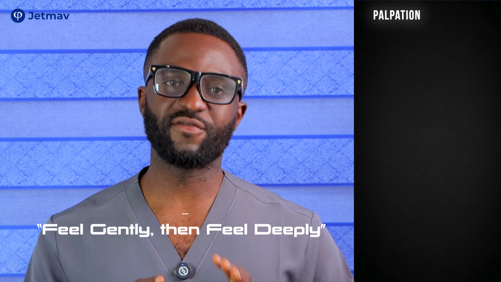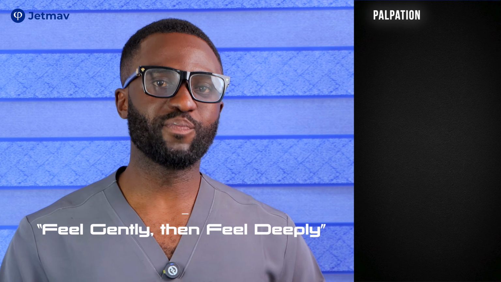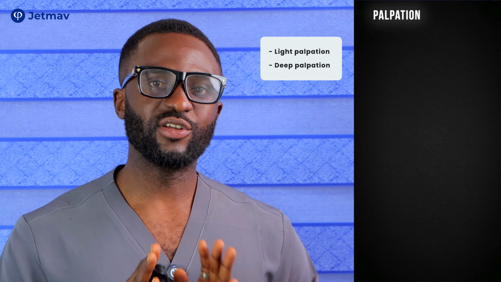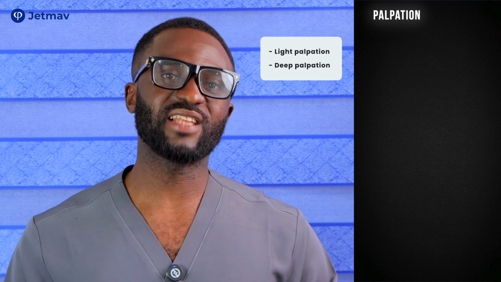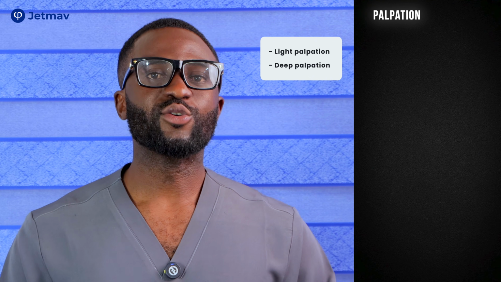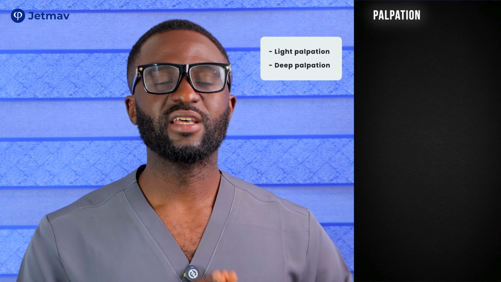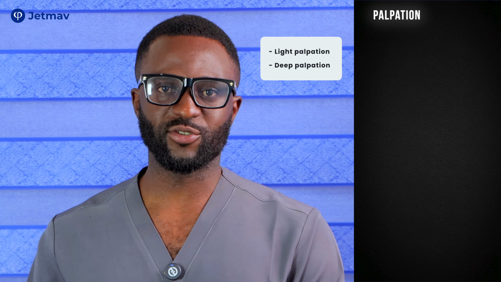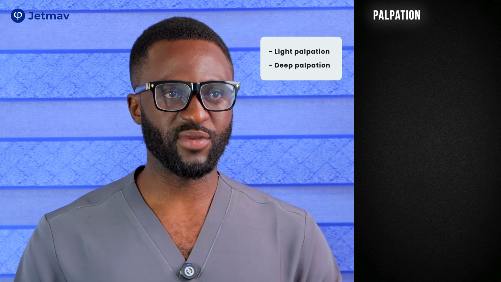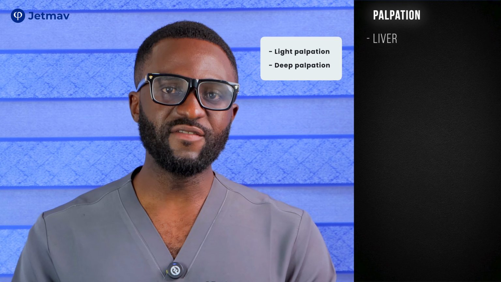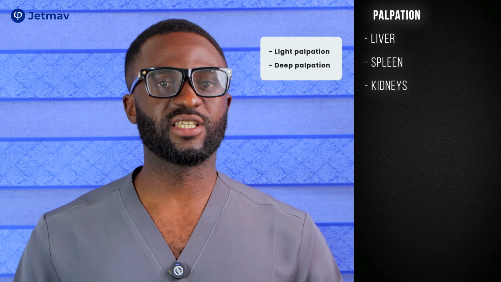So the next aspect of the examination is palpation. You feel gently, then you feel deeply. So we have two parts: the light palpation and the deep palpation. This palpation is done over the 9 regions of the abdomen. So you do your light palpation over the 9 regions of the abdomen, then you also perform the deep palpation over the 9 regions of the abdomen. You follow sequentially. Then you palpate particularly for the liver, the spleen, and ballot for the kidneys.